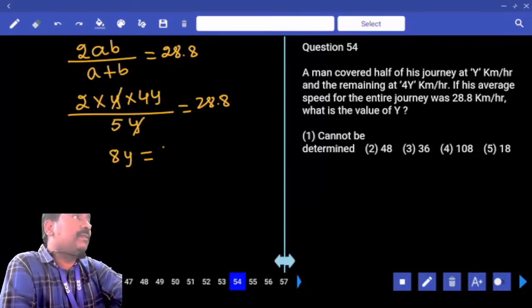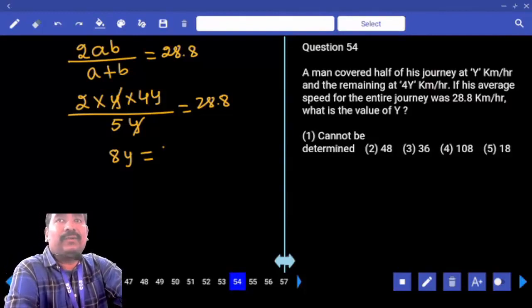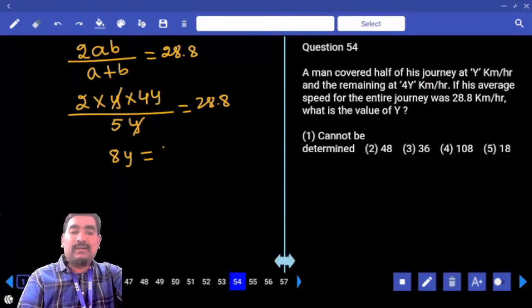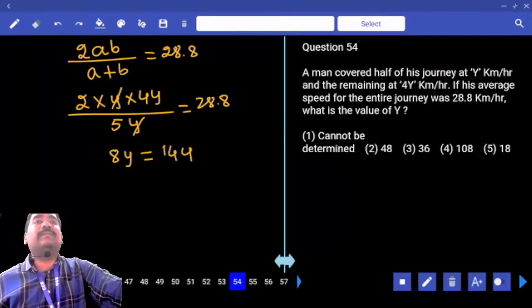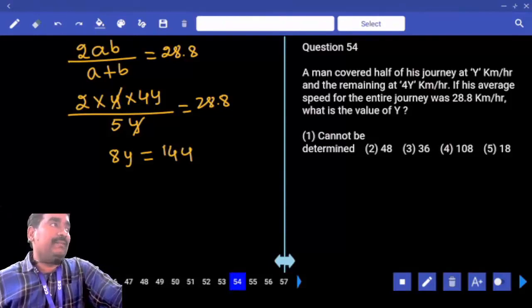28.8 10 times, 288. Half of that is 144. Then what is y value? How much? 18 your answer.